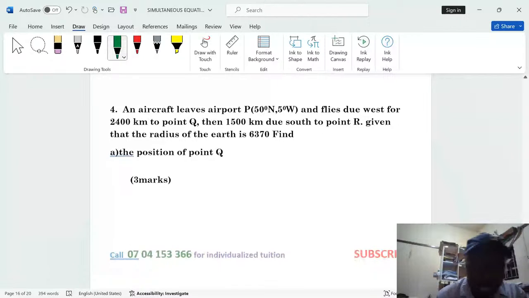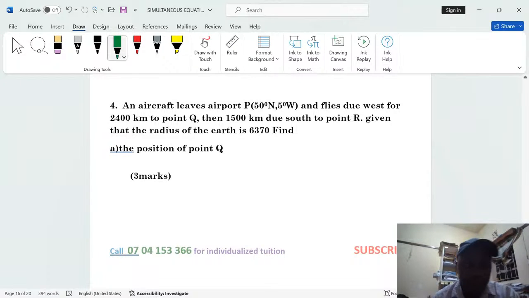We are winding up. The last question now, number 4. An aircraft leaves airport P, 50° in the north, 5° in the west, and flies due west for 2400 kilometers to point Q. Then 1500 kilometers due south to point R. Given that the radius of the Earth is 6370, find the position of Q.